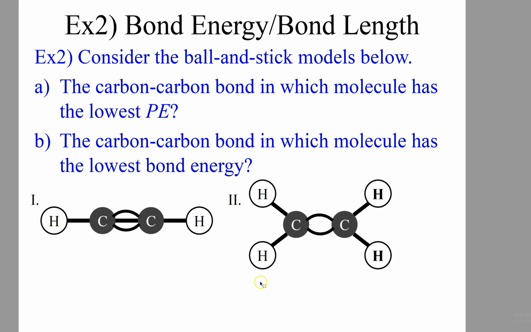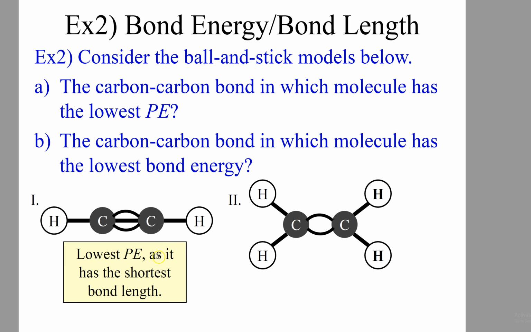All right, so here's a question for you. Consider the ball and stick models below. The carbon-carbon bond in which molecule has the lowest PE? The carbon-carbon bond in which molecule has the lowest bond energy? So again, let's make sure we understand the difference between PE or potential energy versus bond energy. So in this specific case, we have carbon-carbon bonds, a triple bond specifically here, and a double bond. So because this one is a triple bond, it's going to have more energy.